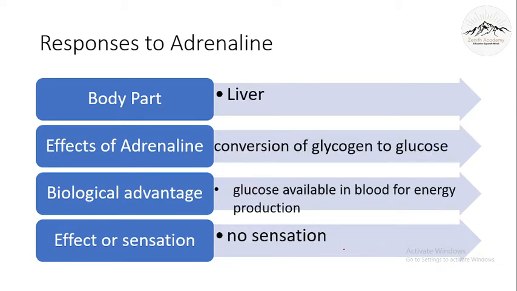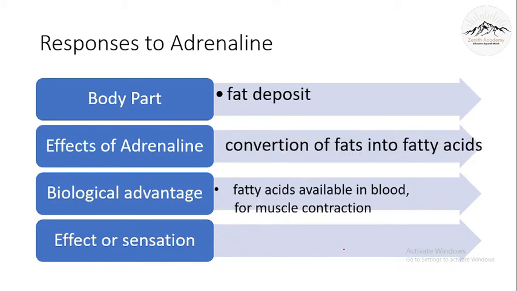What happens to the liver? Liver क्या, जब adrenaline release होता है तो liver convert more of glycogen to glucose, क्योंकि अभी हमें energy की जरूरत है. So more of glycogen converts into glucose and hence glucose is available in blood for energy production. And we don't feel any sensation in this case. liver में जो भी हो रहा है उससे हमारे body को physiological sensation नहीं दिखता है कुछ भी, right?